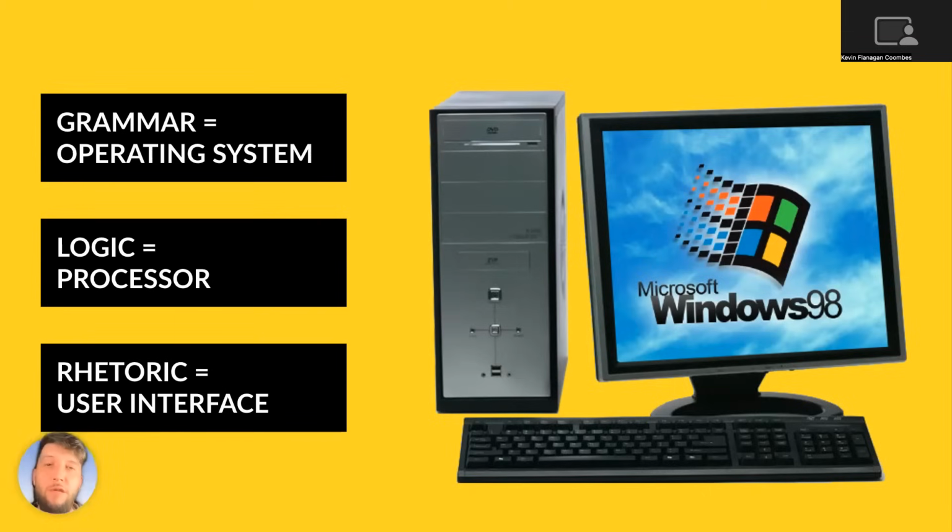That's the internal rules and parameters, the syntax by which the rest of the computer needs to work and needs to operate within in order for everything else to function. So grammar provides the framework of the operating system. And then you have the processor, which would very much be the logical part. That's the part of the computer that's actually working with the data inputs and outputs.